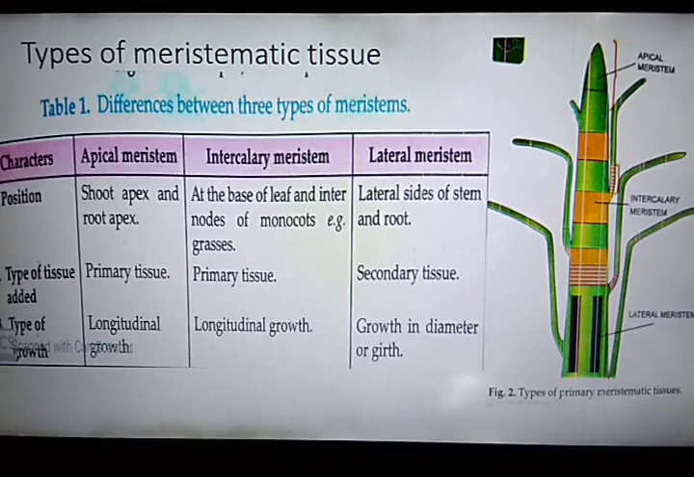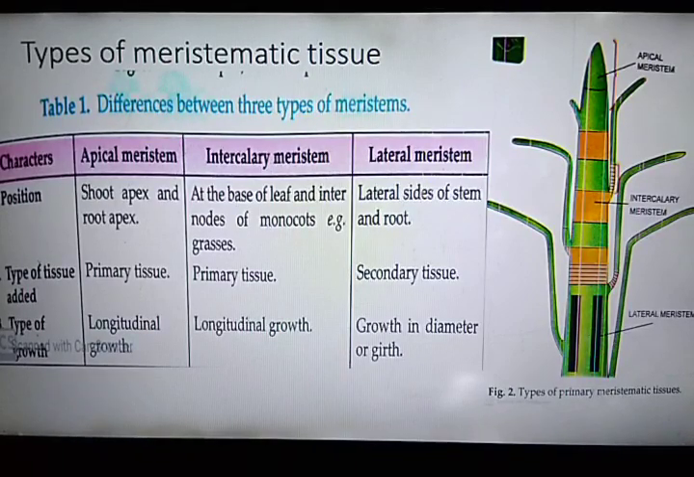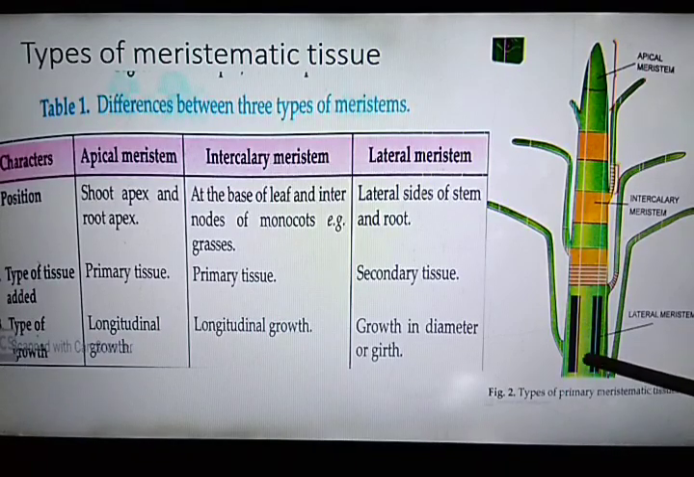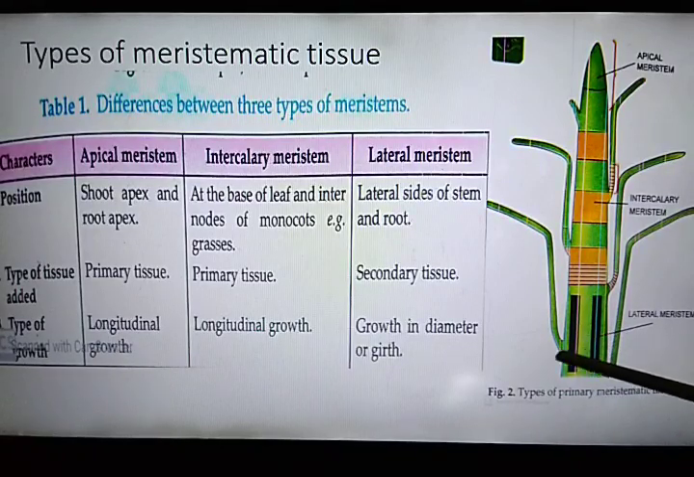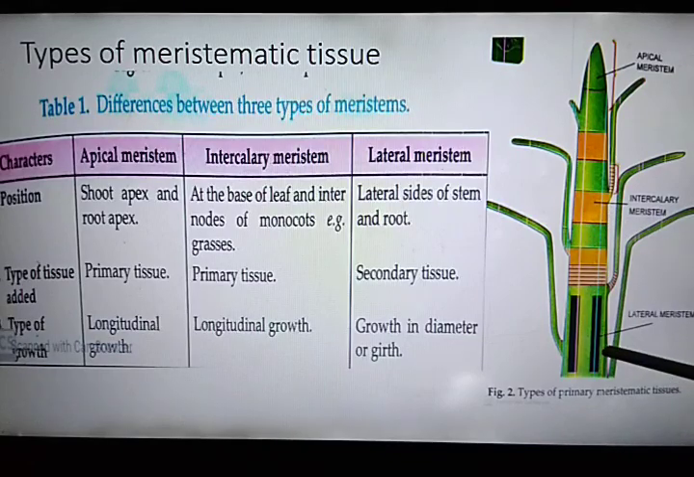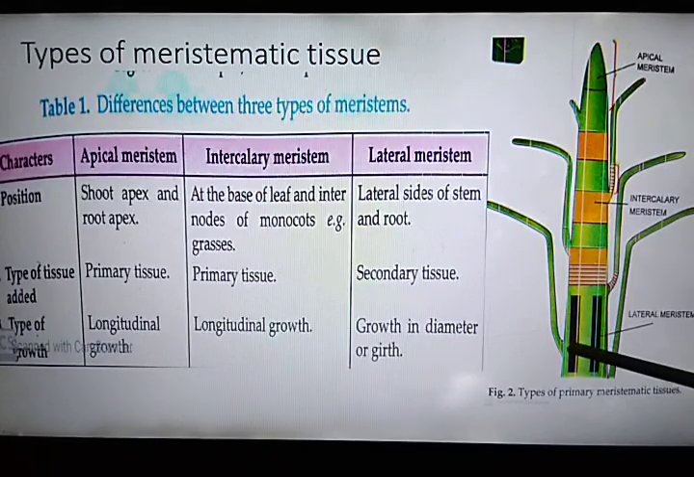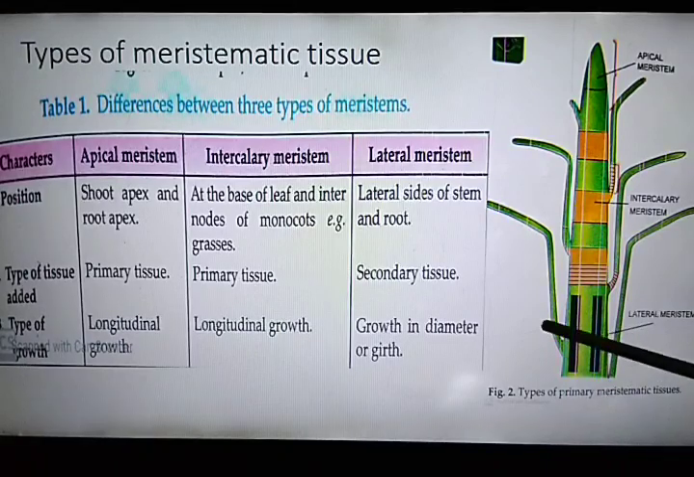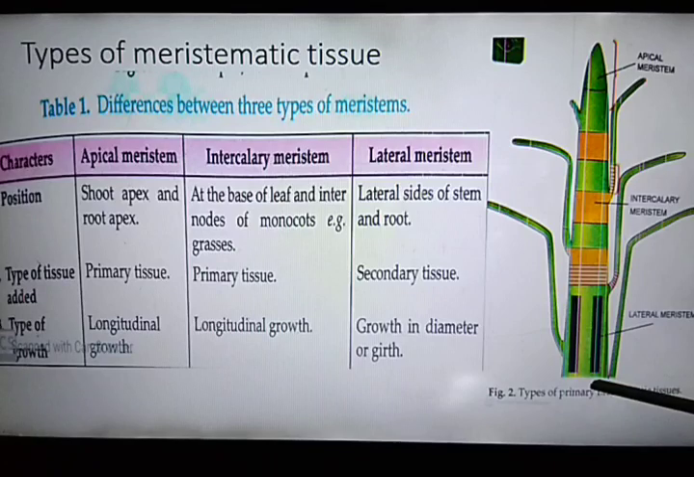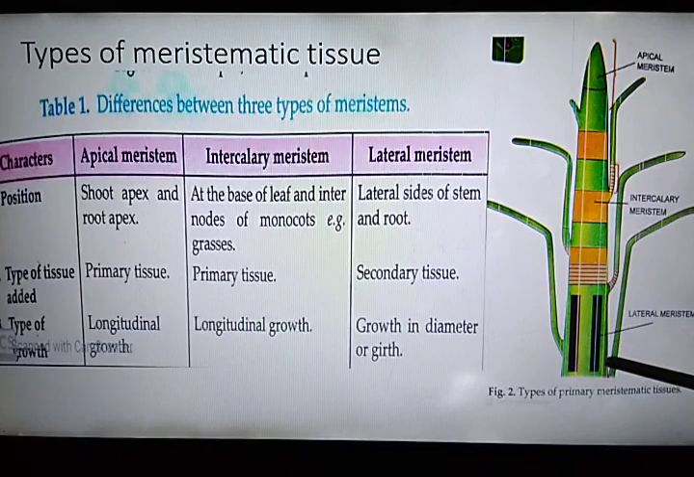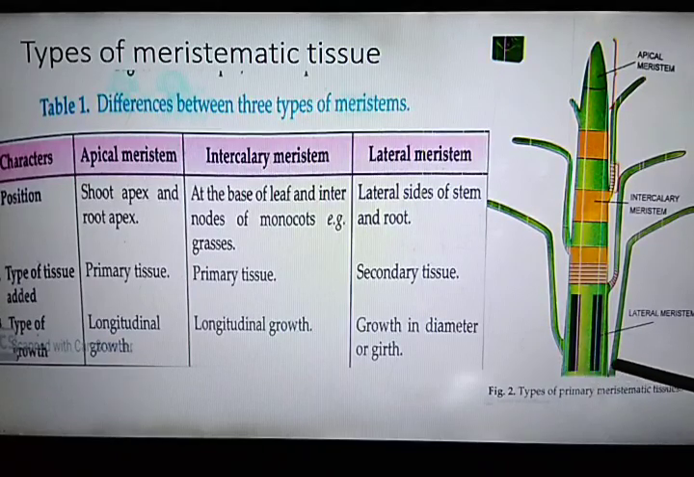Third is the lateral meristem. Lateral meristem is present below the bark, the cambium, or you can say it is present on the lateral side of the stem. This is the stem region, so this is the lateral side. So lateral meristem is present on the lateral sides of the stem and roots. And what is its function? It increases the width of the stem and root, and it is responsible for secondary growth.